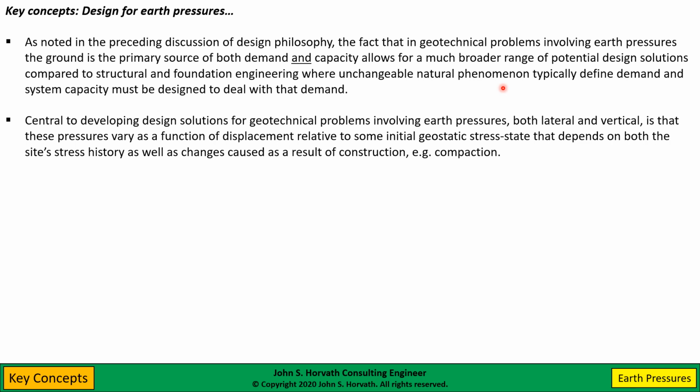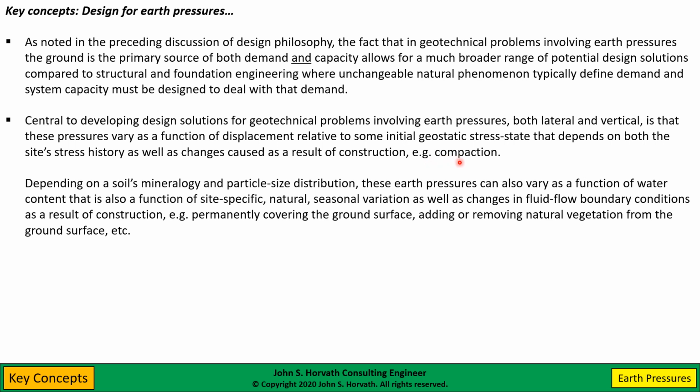So central to developing design solutions for geotechnical problems involving both lateral and vertical earth pressures is that these earth pressures vary as a function of displacement relative to some initial geostatic stress state. Now, the geostatic stress state is not fixed, as defined by K sub O, the coefficient of lateral earth pressure at rest. It depends on a site's stress history as well as changes that may be the result of construction, for example, if we do artificial compaction as we're placing backfill and fill materials.